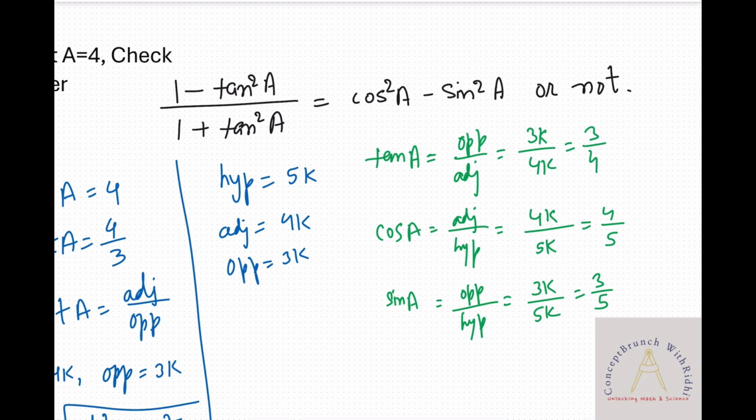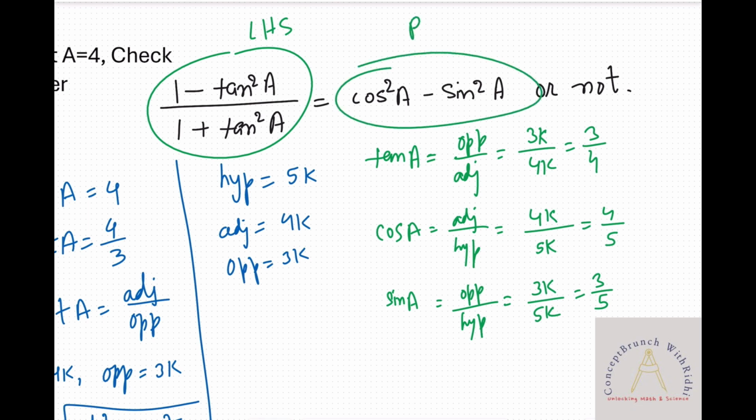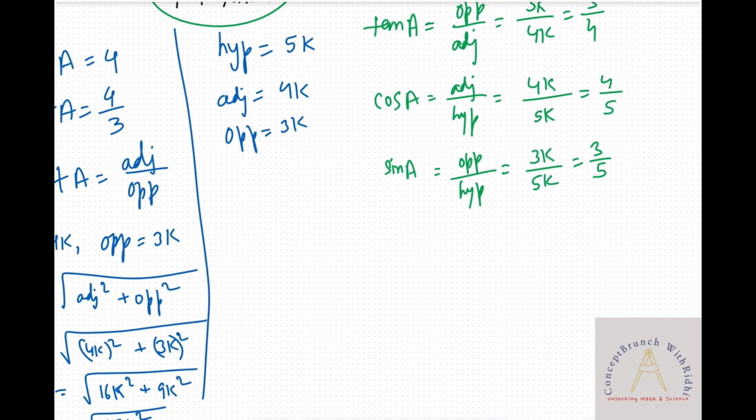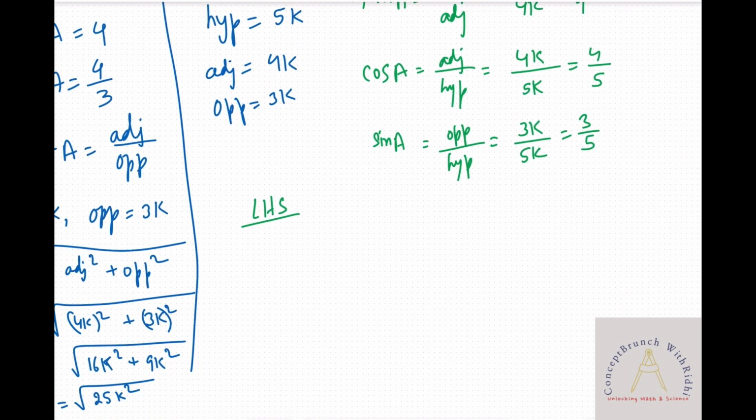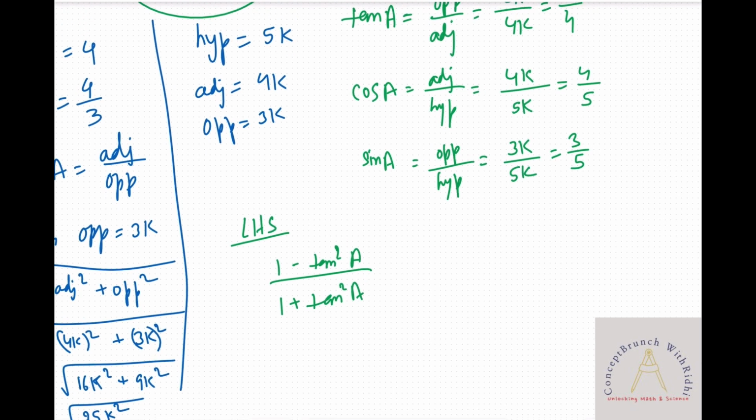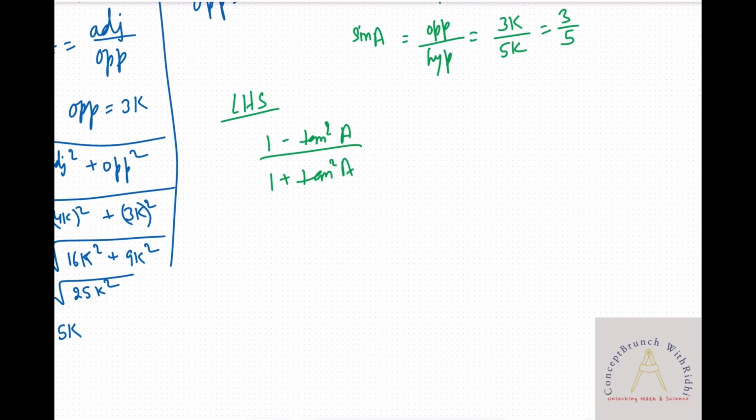Okay. So let's assume this part is your LHS, left hand side, and this part is RHS. Let's do one by one. Okay. So in the LHS, what is that for us? This is 1 minus tan square A divided by 1 plus tan square A. So 1 minus tan square A divided with 1 plus tan square A. Correct. Let's write the value. So for tan A value, we have 3 by 4. So 1 minus 3 by 4 whole square divide with 1 plus 3 by 4 whole square.